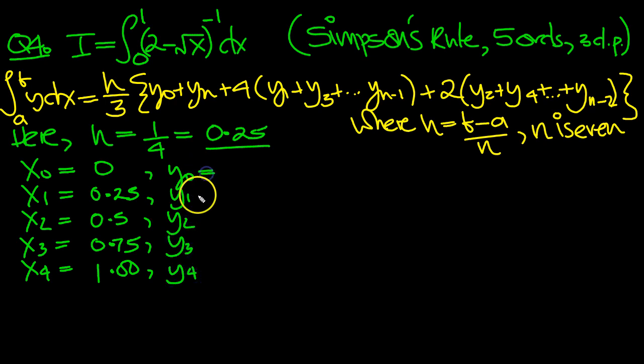y4. So here they are here. So y0 then, we need to put it into here. When we put x as 0 in, root 0 is 0. So we've got 2 minus 0 is 2, and it's 2 to the minus 1, which is just a half. And similarly, when we put 1 in, that's an easy one to calculate as well. 2 minus root 1 is 1, 2 minus 1 is 1, and 1 to the power minus 1 is just 1 over 1. So that is also 1.